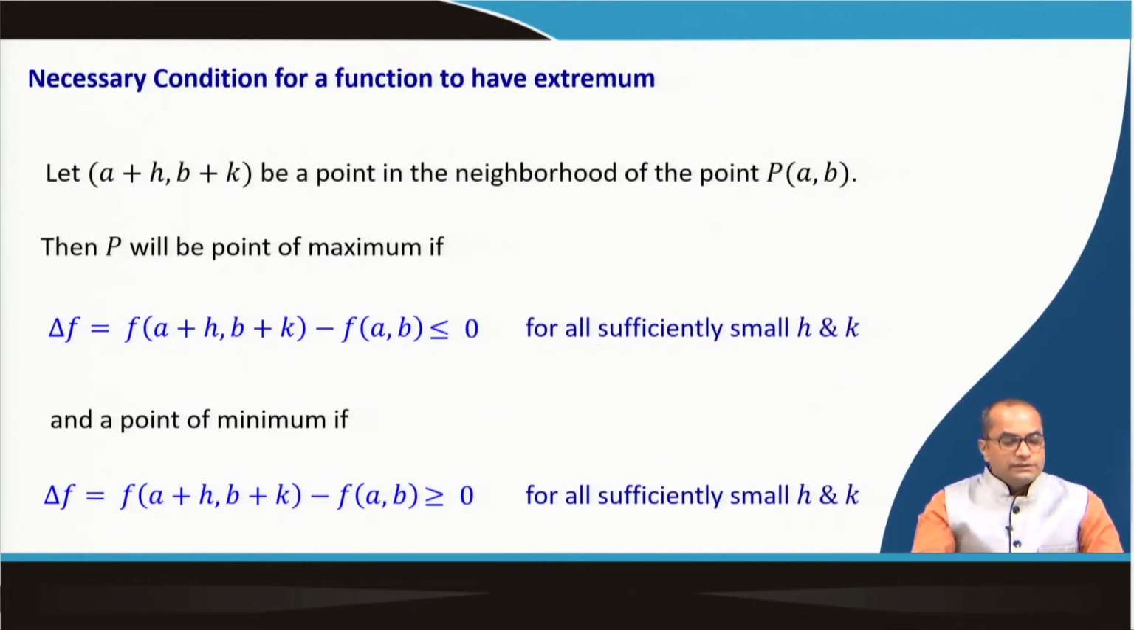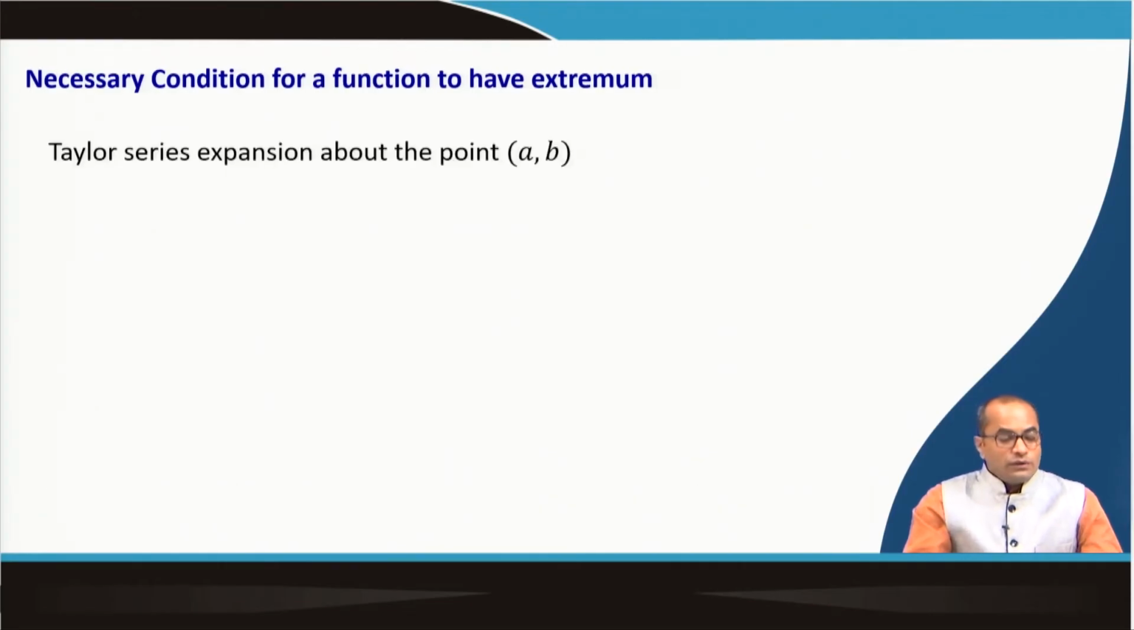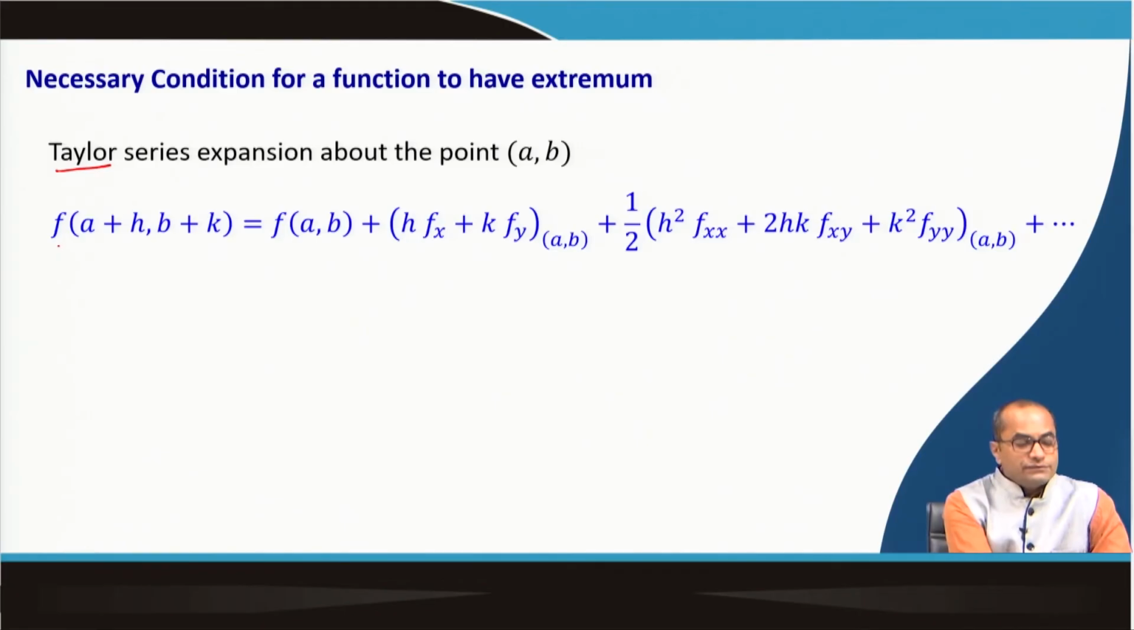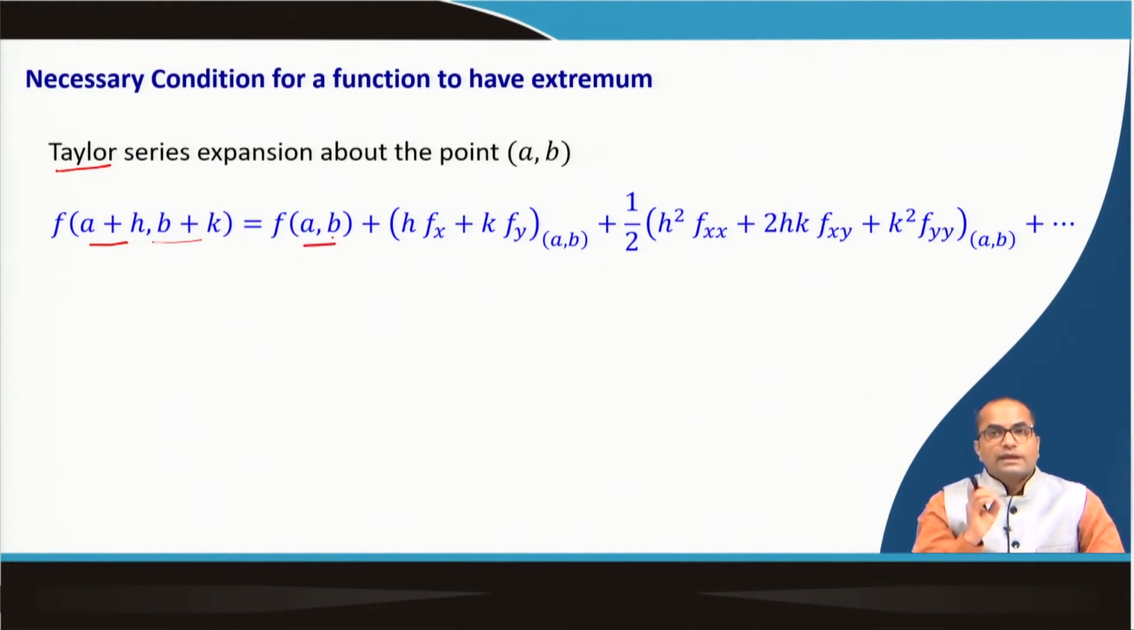So, what we have done here, we have taken a point in the neighborhood of the point P(a, b), where we are looking for these necessary conditions, and we realize that P will be a point of maximum if this delta f will be less than 0, and a point of local minimum if this delta f will be greater than 0. Well, so we expand this using Taylor series about this point (a, b). So, we have this function f(a + h, b + k) in the neighborhood, and using the Taylor series we can expand this around this point (a, b).